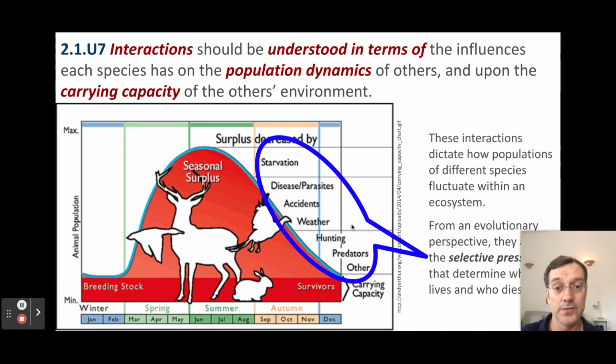You can see here, right, that the population size increases, and these selective pressures are what push the population size back down to the carrying capacity. The carrying capacity being the maximum number of organisms that a particular location can support indefinitely. So starvation, disease, parasites, accidents, severe weather events, tornadoes, wildfires, hunting, predation, all of those things limit population growth. And that's why they're called selective pressure, because they put downward pressure on population growth.